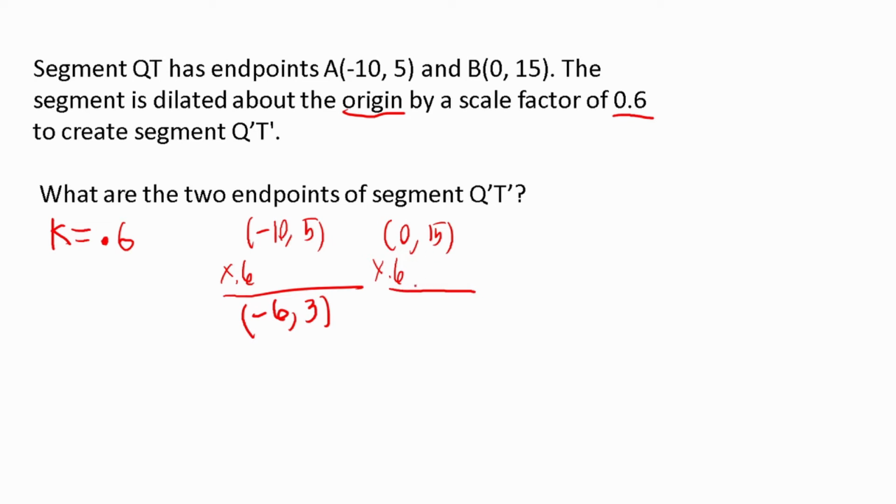And our second coordinate, anything times 0 is 0, so that stays the same. And then my next point, 15 times 0.6 is going to give me 9. So we'll get (-6, 3) and then (0, 9). And there we go, we finished. We got our points after the dilation, using our scale factor.